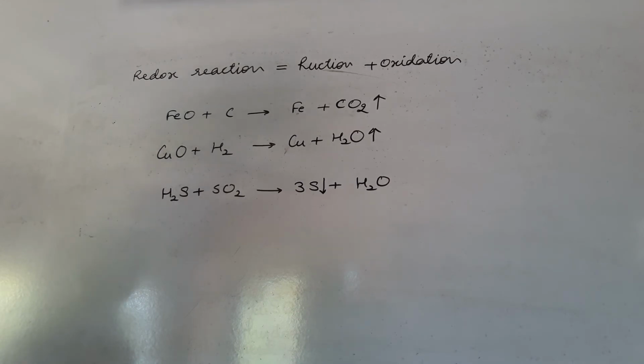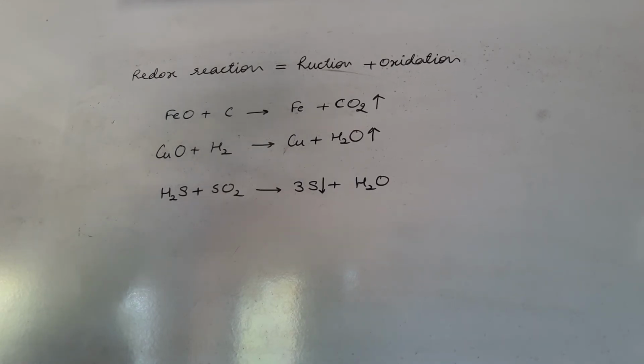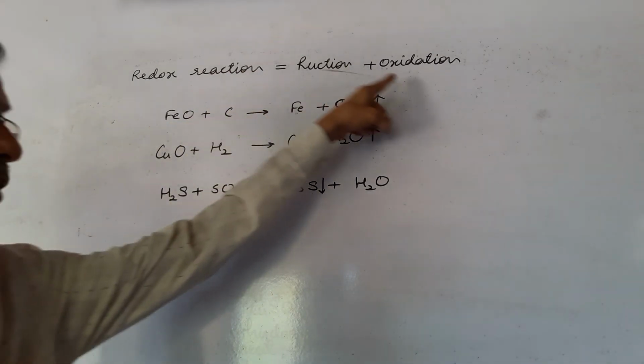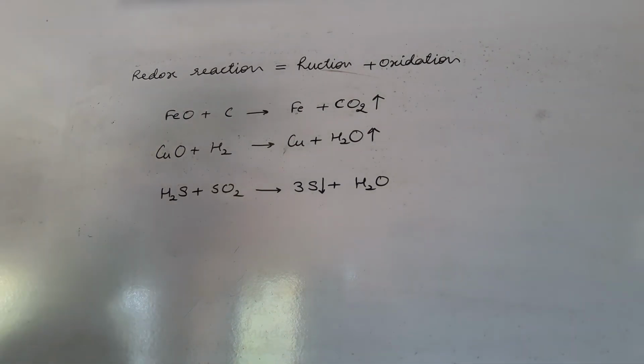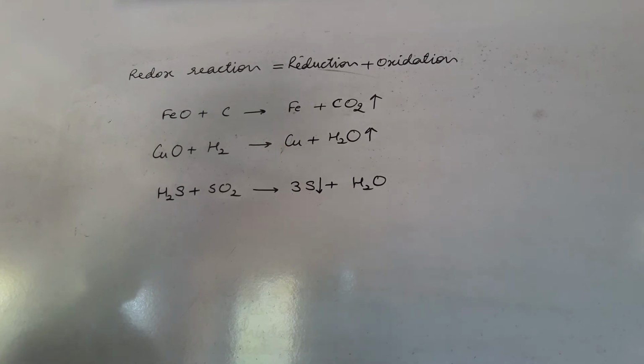Just now we were saying oxidation and reduction. Now one question mostly asked in exams: what is a redox reaction? Redox is a combination of reduction and oxidation, reduction reaction and oxidation reaction. In every chemical reaction, where there is oxidation, there is reduction, and where there is reduction, there is oxidation.